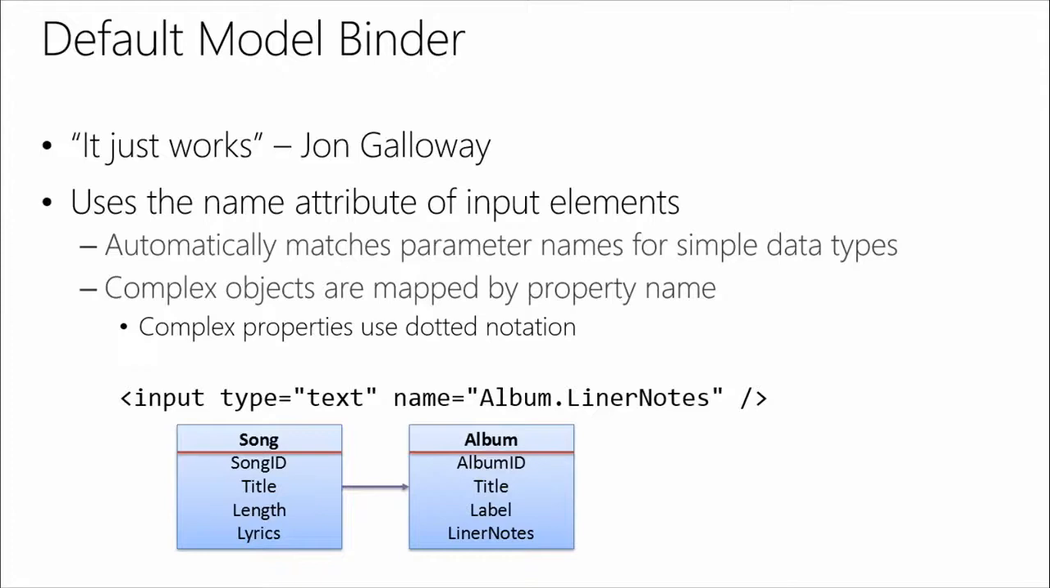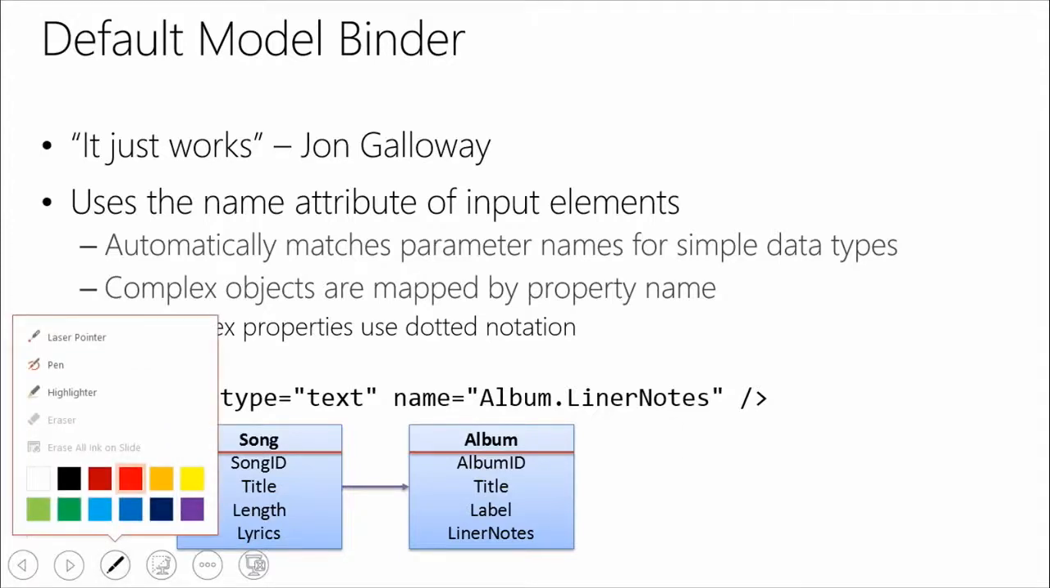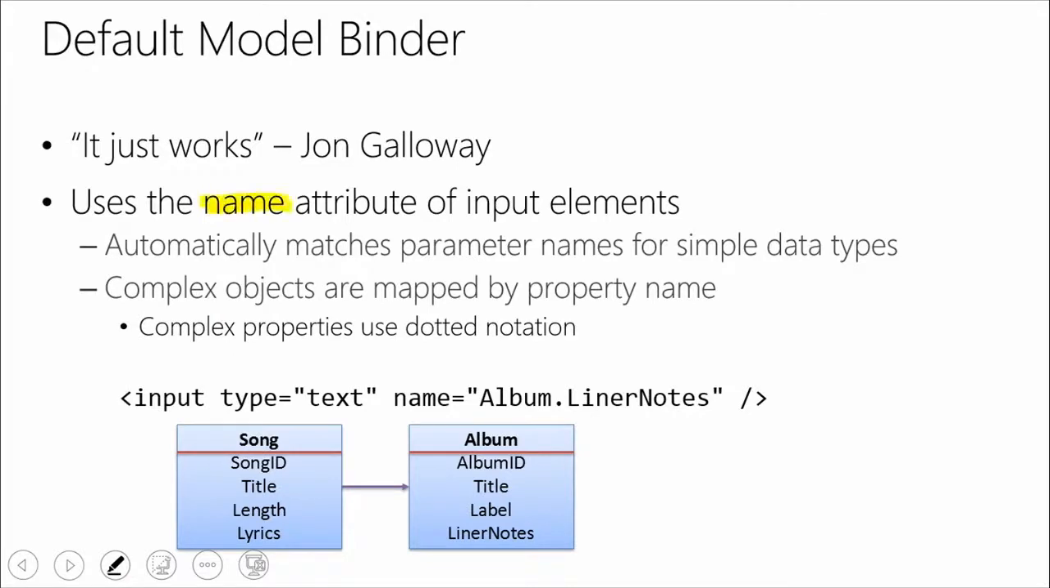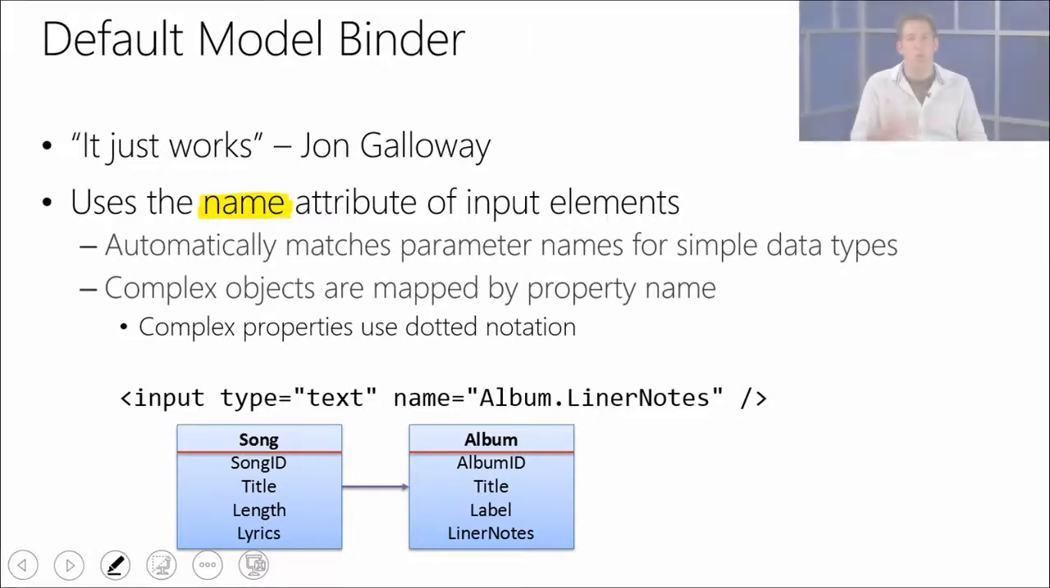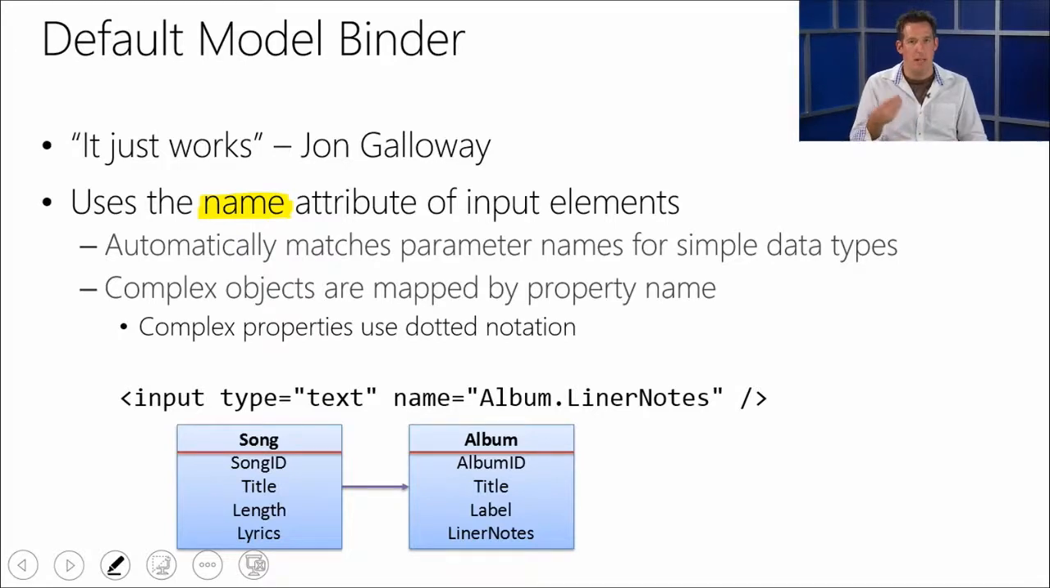what you're going to notice is this is the way that the model binder works. In particular, it's going to look for the name attribute of input elements. One of the things that you might be wondering is name and ID in HTML. Name is what's used when it goes from the client up to the server. ID is what's going to be used for client-side scripting.